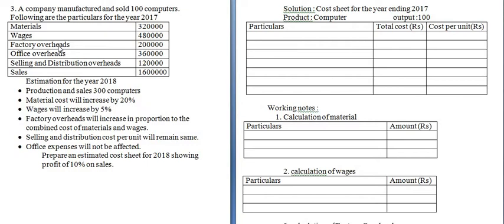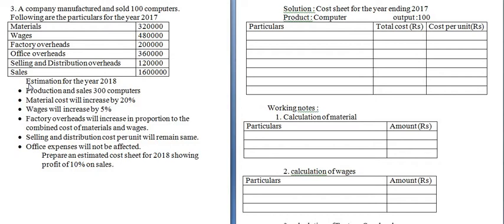In today's class, we will be solving the third problem on estimated cost sheet. We will read out the problem first and then we will solve it. A company manufactured and sold 100 computers. Following are the particulars for the year 2017. Materials, wages, factory overheads, then office overheads, selling and distribution overheads and sales they have given.